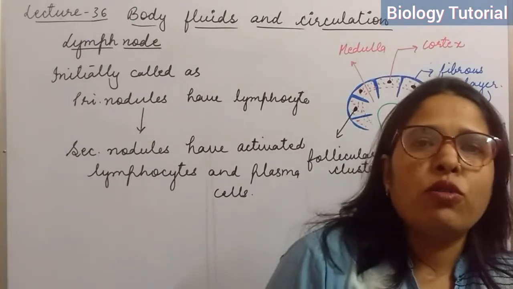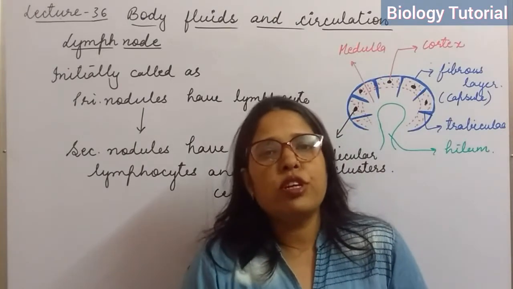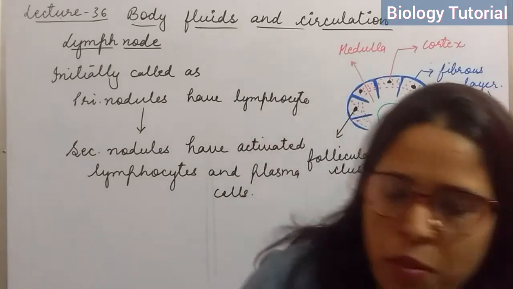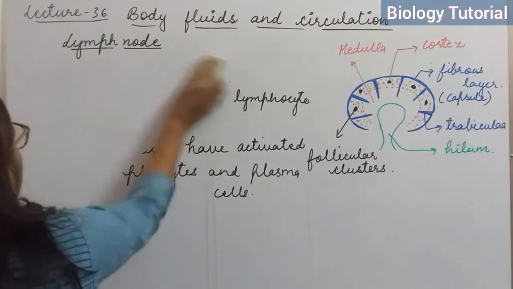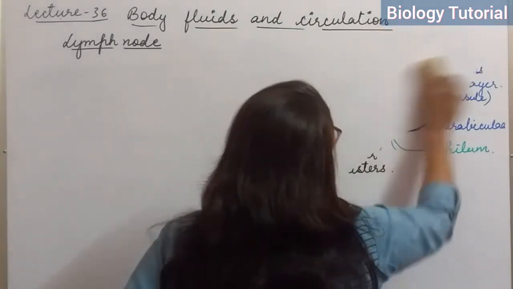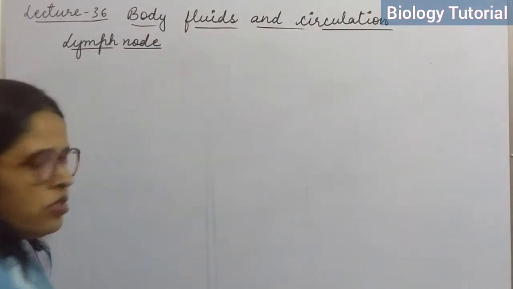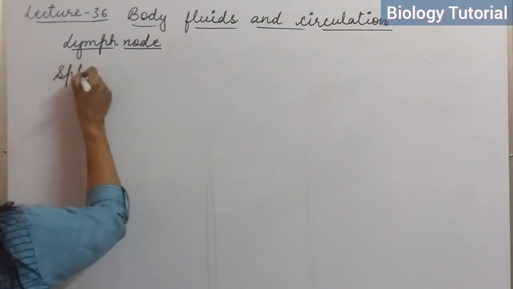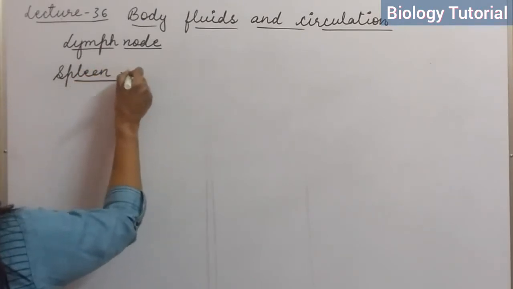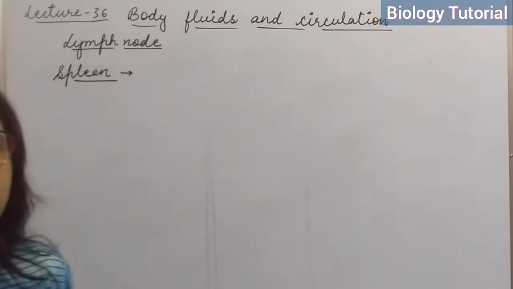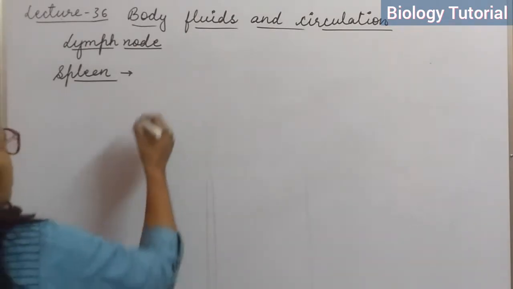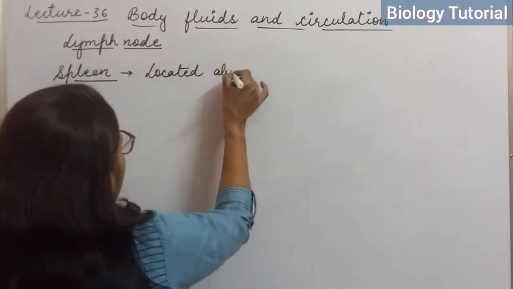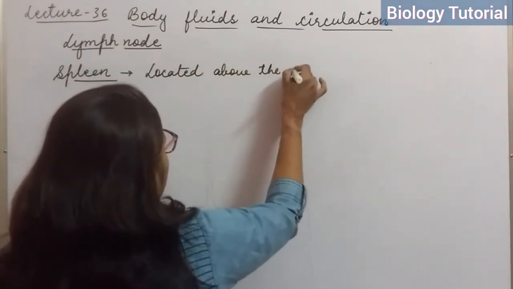Now we are going to discuss the lymphoid tissues. The most important lymphoid tissue in our body is the spleen. So we have to discuss the structure and function of the spleen. Here is the spleen. It is the most important lymphoid tissue of the body. It is situated above the stomach. So where is the location? It is located above the stomach.